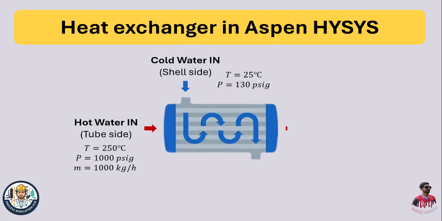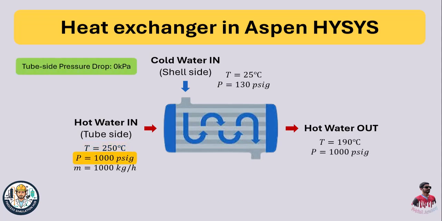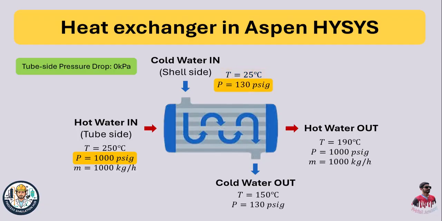During heat exchange, the temperature of the hot water decreases from 250 degrees Celsius to 190 degrees Celsius. The pressure remains constant, assuming 0 kilopascal pressure drop on the tube side. The mass flow rate also remains the same. At the same time, the temperature of the cold water increases from 25 degrees Celsius to 150 degrees Celsius. Its pressure also remains constant, assuming no pressure drop.